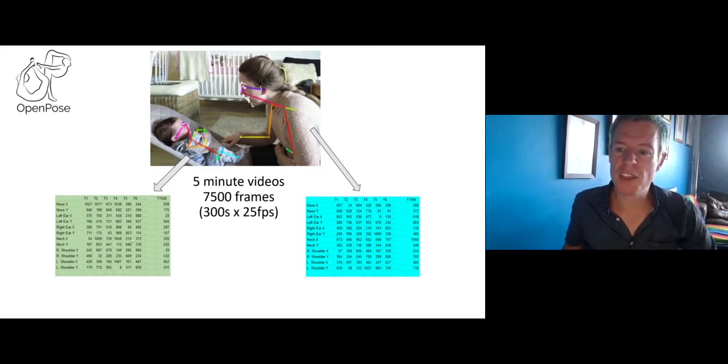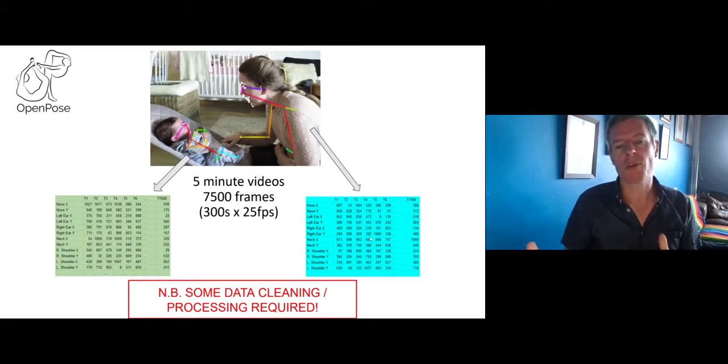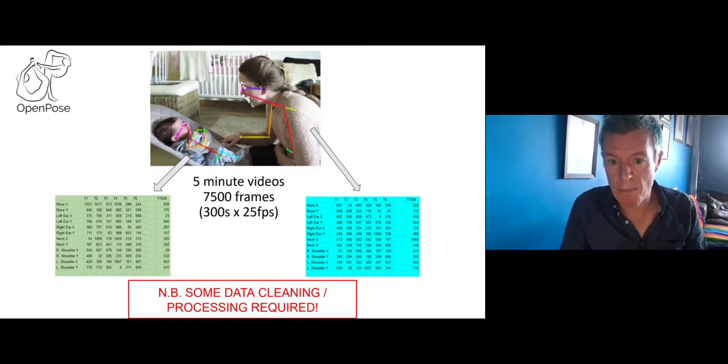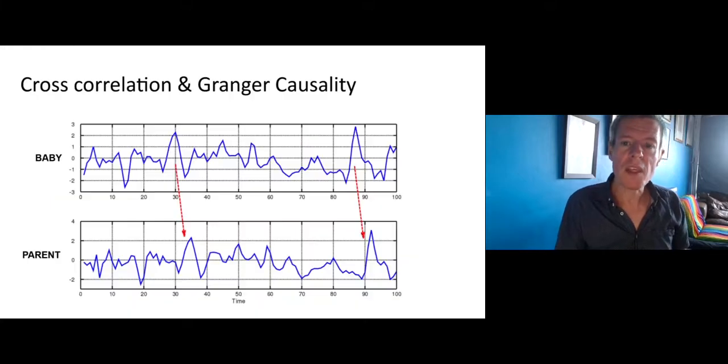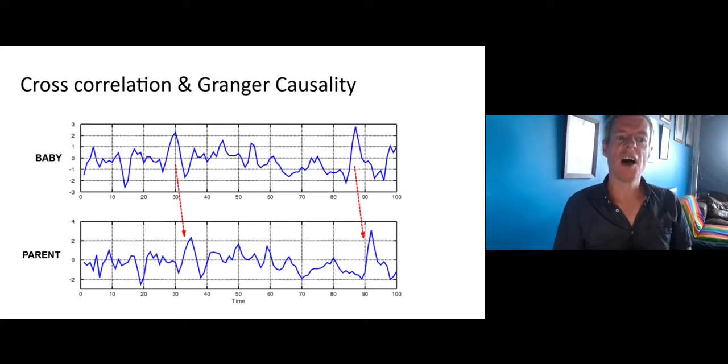So you'd have that for the infant and for the parent, and then it might require some cleaning and processing of the data, so you know which participant is which, and account for any gaps in the data. Then once you have that, you might want to run some cross correlations and maybe measures of Granger causality to see if the two participants are in sync with each other, see if the parent is responding in some way to what the infant is doing.